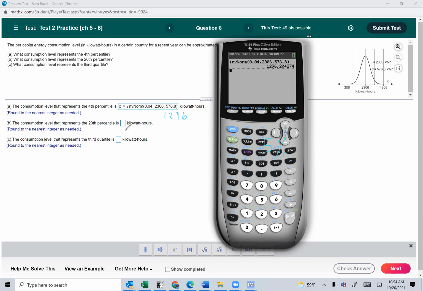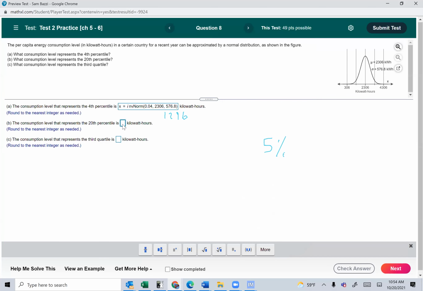Consumption level in the 20th percentile. You just do the exact same work, guys, but instead of 4%, you put 20%. So it will be inverse norm 0.20, and then 2,306. And then you put the standard deviation 576.8. And then you find the answer.